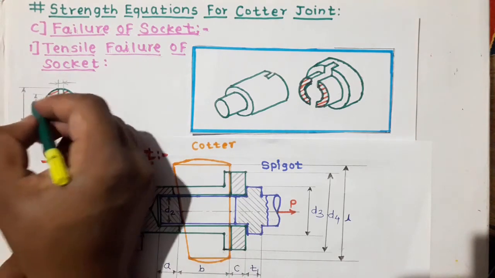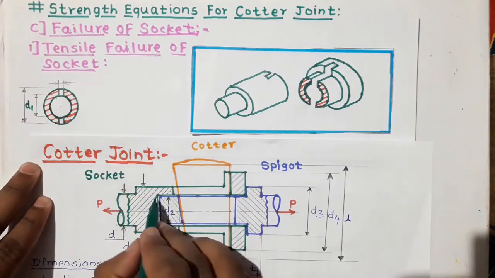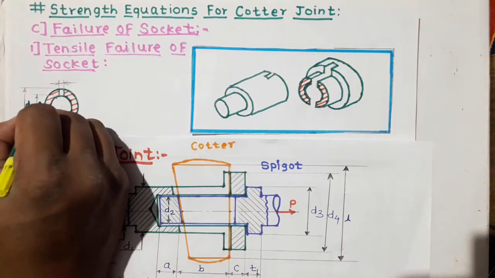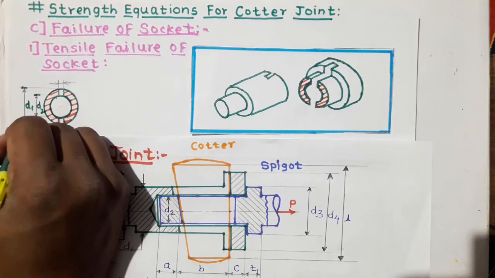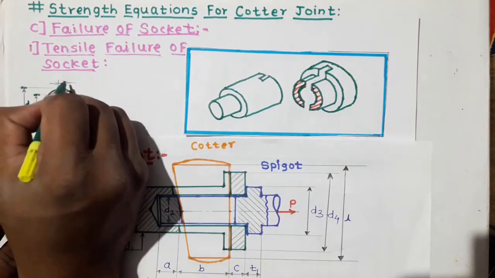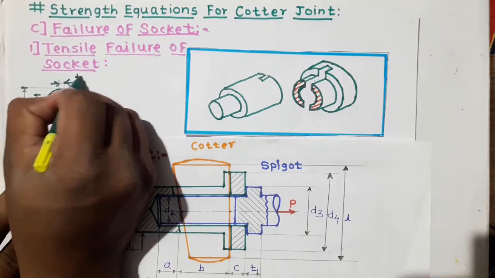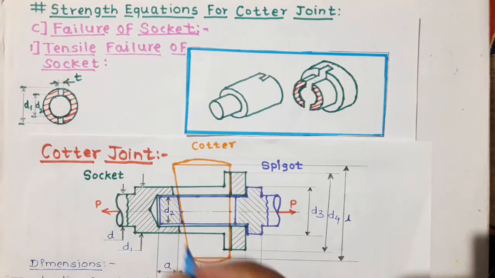So we can write this outside diameter of the socket as d1. The inner diameter of this socket is d2, so we can write here the inner diameter is d2, outside diameter is d1. And the thickness of this slot, we know that it is t. Now with the help of these dimensions, we have to write the equation of tensile stress induced in this socket.